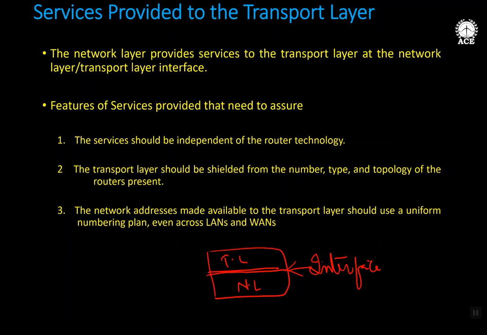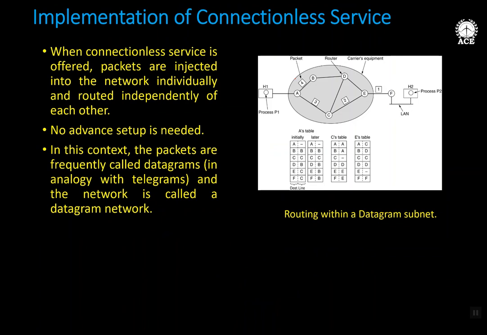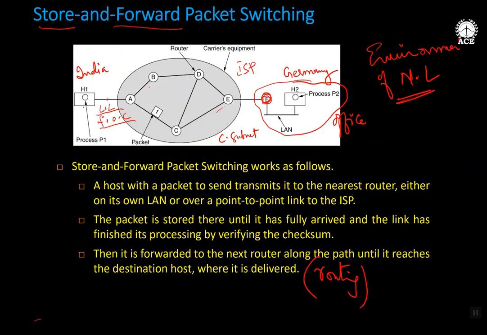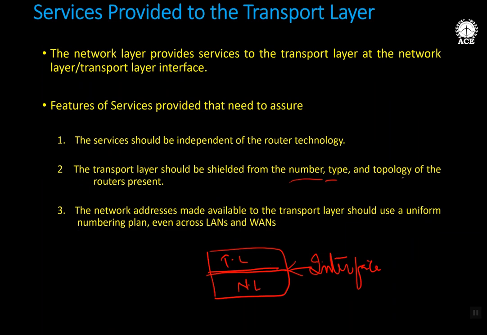The transport layer should be shielded from the number, type, and topology of the routers. Which topology are you using? This is called the topology. Star topology, graph topology, complete graph, bipartite graph, whatever topology it is using, the transport layer does not bother about it. What kind of network it is using, the transport layer does not bother. The transport layer simply says: I am going to give you data, you send it, and make sure that it arrives at the other end. That's it.